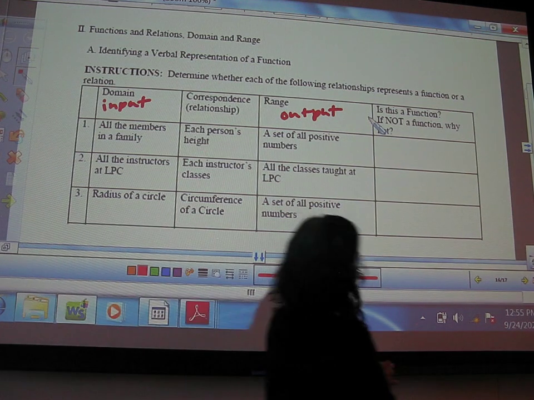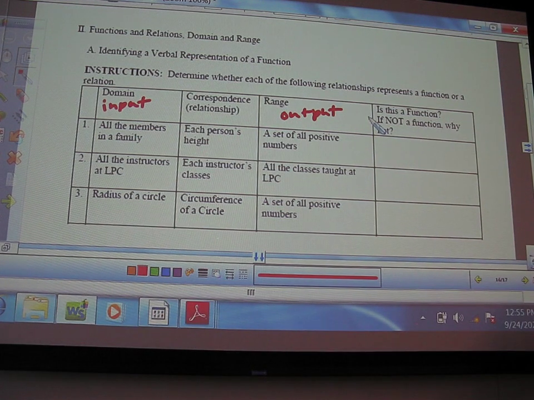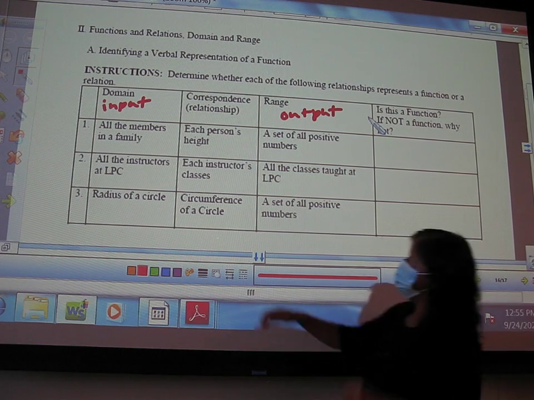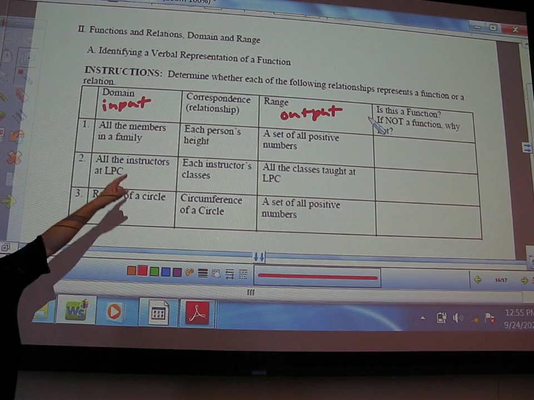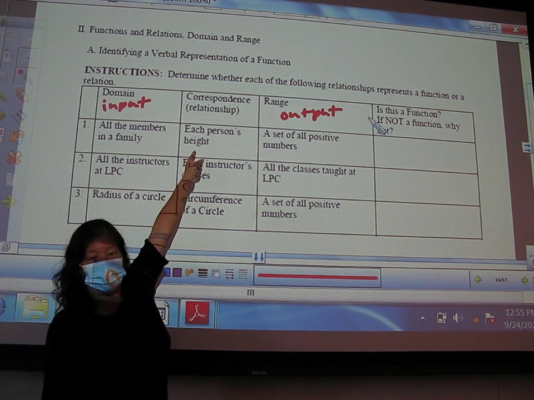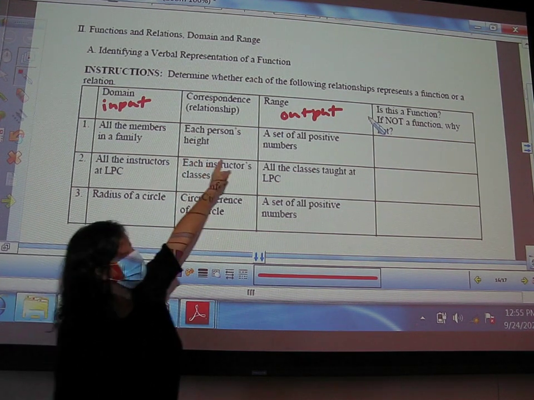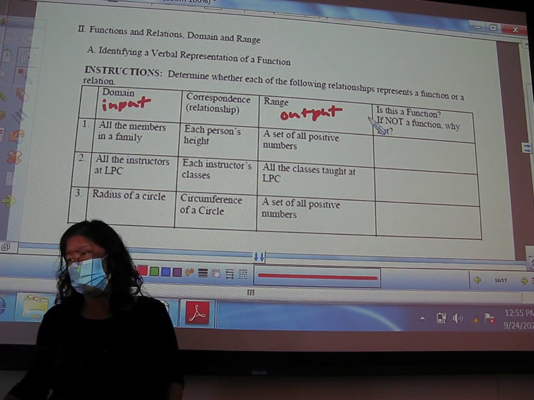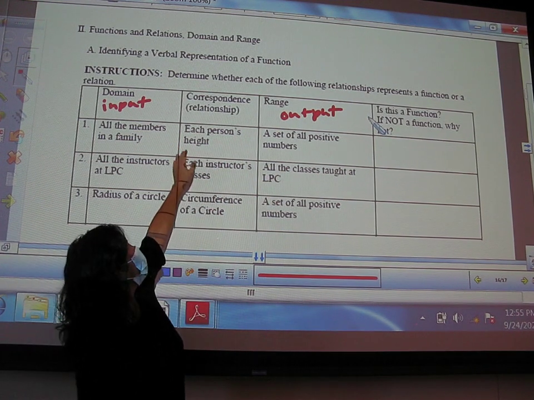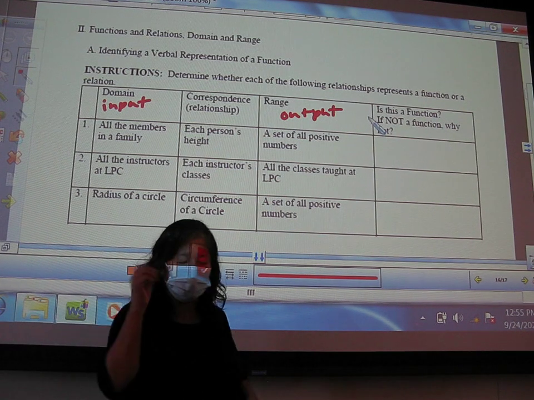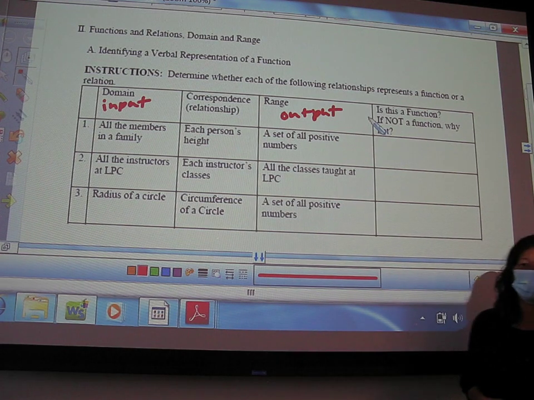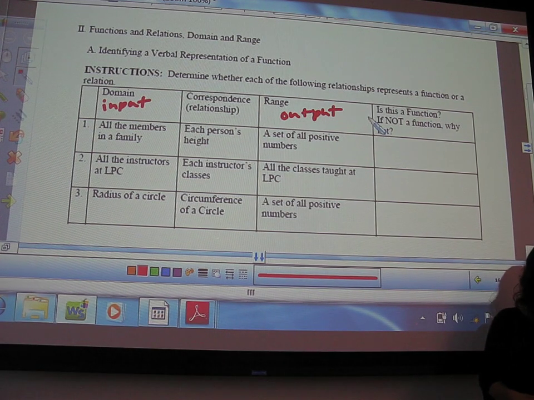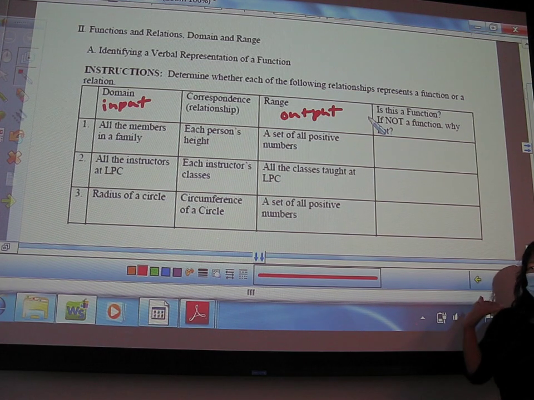So, let's go through the first one. My input is all members in a family. And then what we're going to do is give each person's height. So my range is all positive numbers. It could be any, right, height could be any positive number. So here, let me ask you. If you put in members of your family, will you only get one answer for their current height right now? Yes. All of us, I only have one height right now. I don't have two heights. My height is my height. Does everyone follow me?